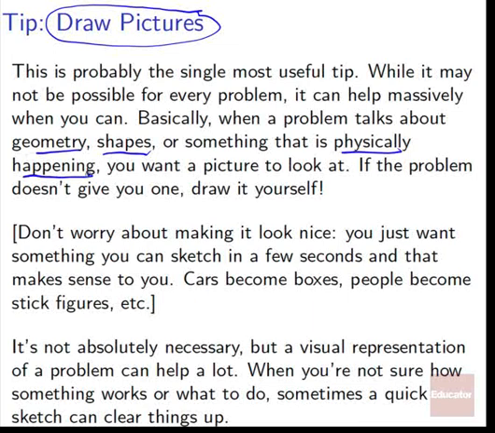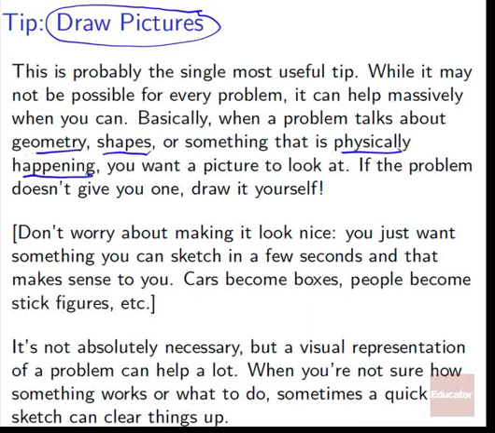Cars can become boxes, people can become little stick figures, you can change things to dots and just straight lines. You don't have to draw an entire road. If we're talking about a road, it's just enough to have a straight line, right? You just want something that you can use as a reference point so that you can see it in your mind's eye. It's not absolutely necessary to do this, but a visual representation of a problem can help so much.